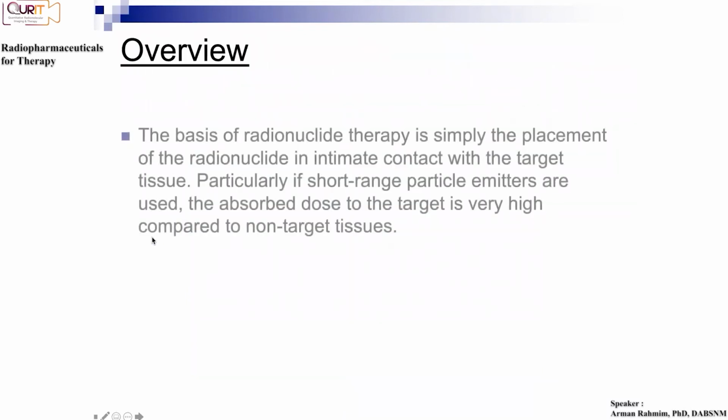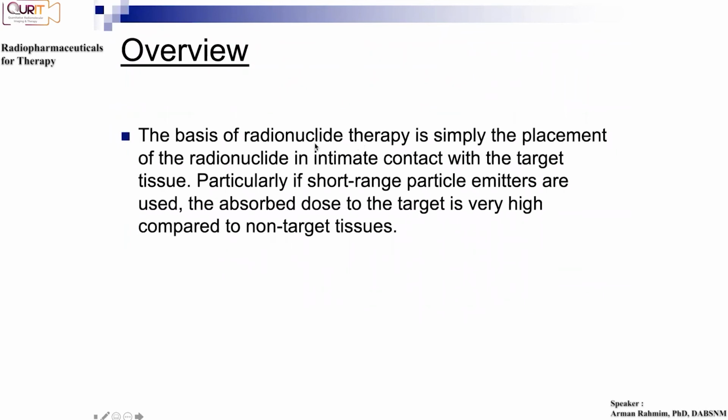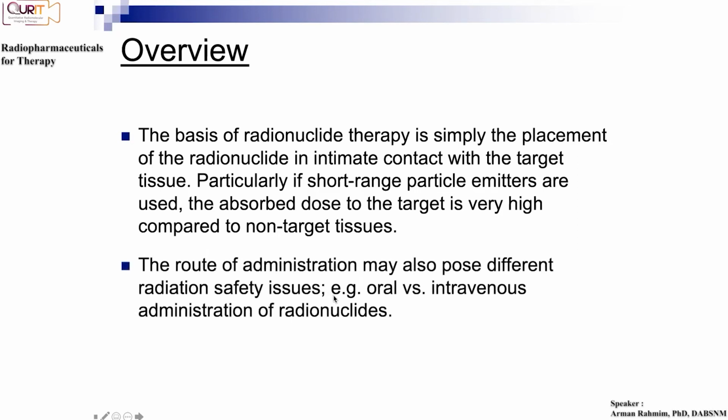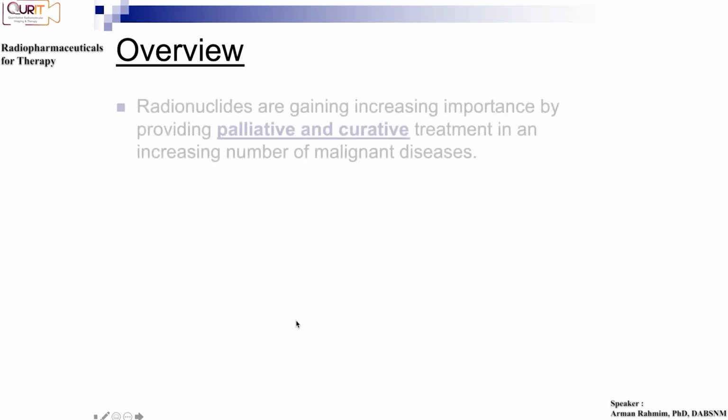So let's talk about this a little bit more. The basis of radionuclide therapy or radiopharmaceutical therapy is simply the placement of the radionuclide in intimate contact with the target. If you've got short-range particle emitters, like alpha or beta particles, the absorbed dose to the target is going to be very high compared to non-target tissue. The route of administration may pose different radiation safety issues, so oral versus intravenous administration, for example.